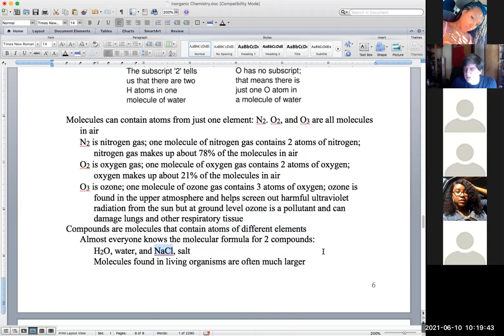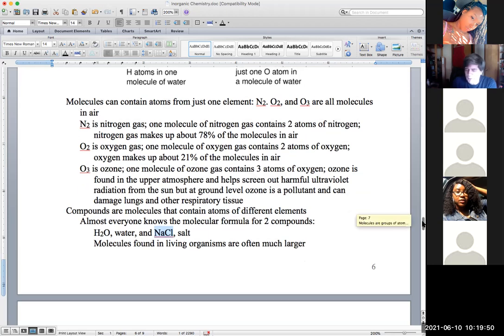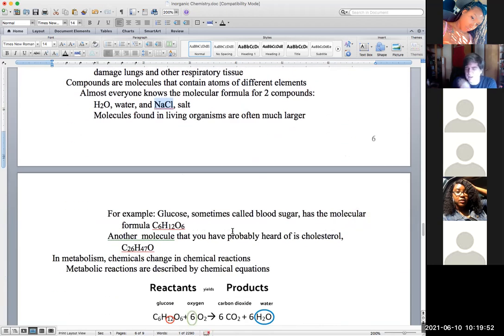Now, we do find some H2O in people. We don't find very much NaCl, even though you might eat salt in your diet. Once it gets in your body, the sodium separates from the chloride. But most of the molecules in not just your body, but any type of living body are much larger. So for instance, you've probably heard of glucose. This is the blood sugar that we hear about that diabetics have to monitor and regulate. We all do, it's just that some of us, our bodies do it for us.